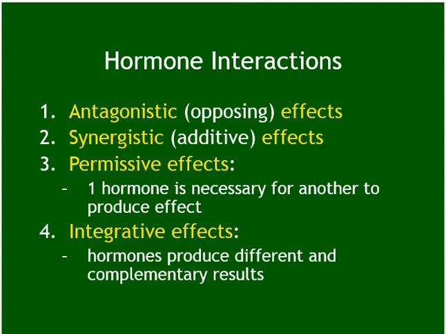Permissive is one hormone is necessary for the action of the other one. So you have to have, for example, renin. Renin is permissive for angiotensin. It activates angiotensinogen to angiotensin. Integrative effect means the hormones produce different and complementary results. So they work on two different parts, on two different spots, like ADH or like vitamin D and parathyroid hormone. Vitamin D increases absorption of calcium.